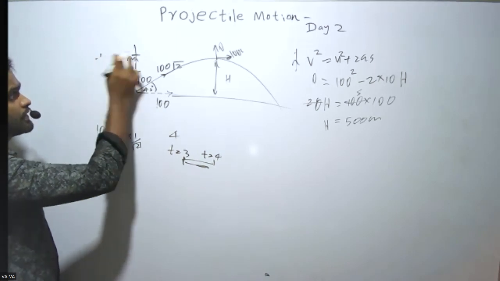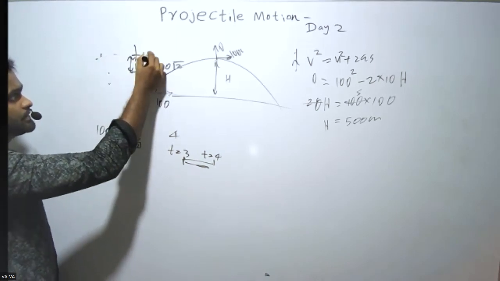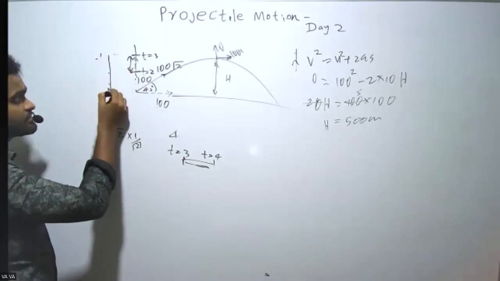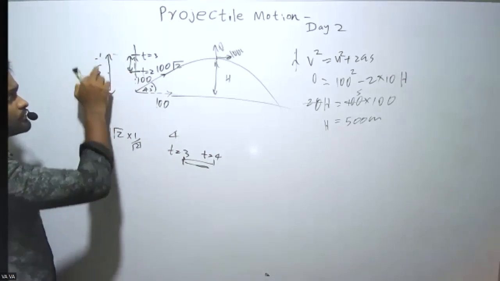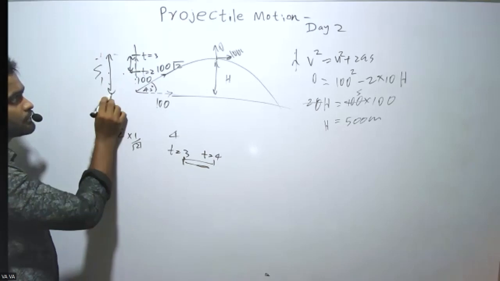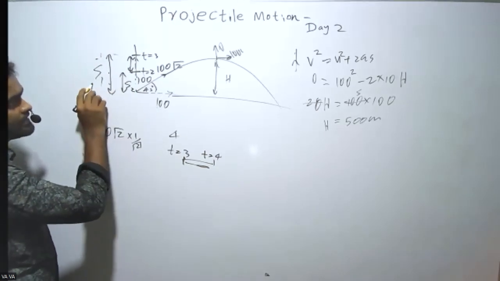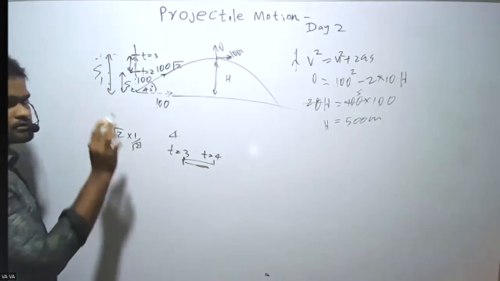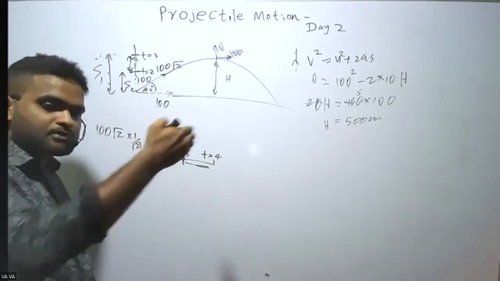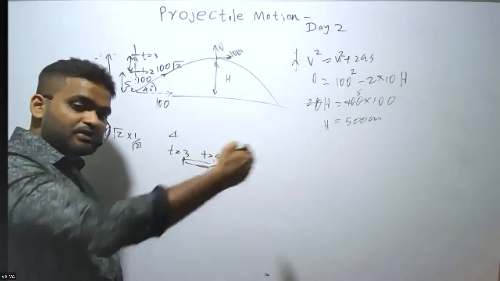So how do we find that? t equals 2, t equals 3. Take one of them to be S1. From here to here S1, from here to here S2. So you have to find S1 minus S2. That is the distance traveled within the third second.